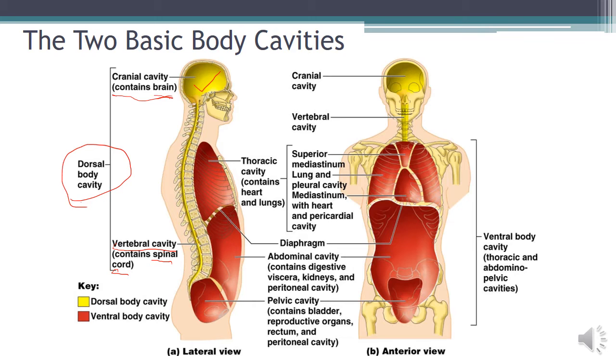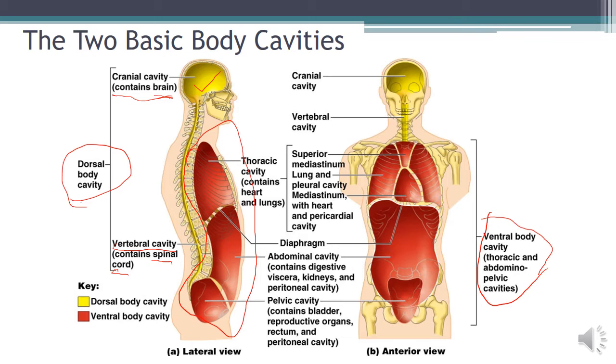Okay. The second large body cavity is called the ventral body cavity. Now you guys just learned in a slideshow not too long ago what dorsal and ventral mean. Remember that dorsal means closer to the spine. Ventral means closer to the belly. So the ventral body cavity is this body cavity that you have here in the belly region of the body. Now the ventral body cavity is going to contain a number of smaller cavities within it.